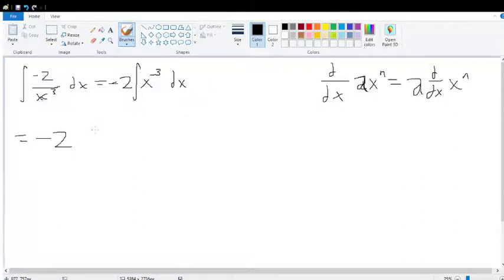So -2 times, so now we're going to evaluate this mini integral here, the x to the -3 dx. We're going to take the x to the -3, and again, we're going to apply the power rule again. So we're going to add 1 to the power, which is going to be -2 now. And we're going to divide by that new power, so 1 over -2.